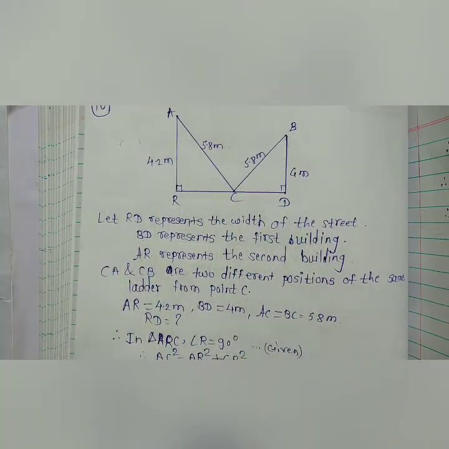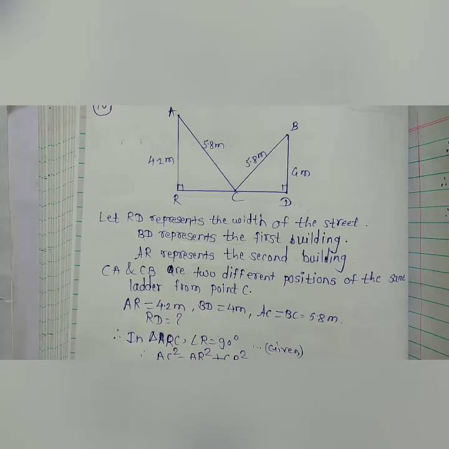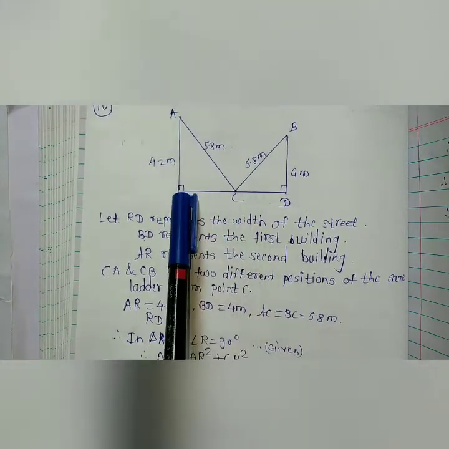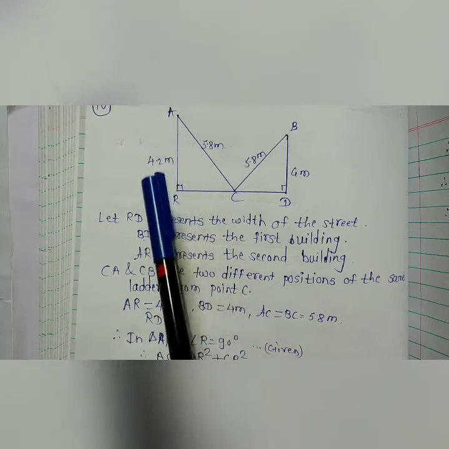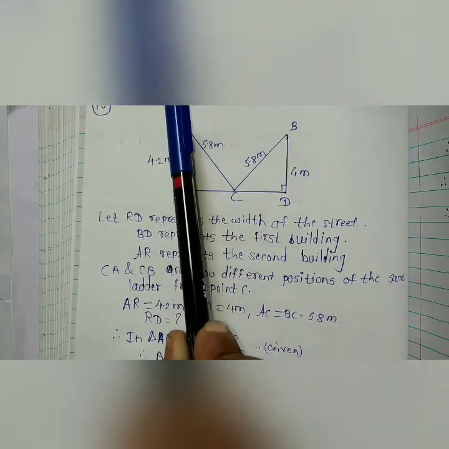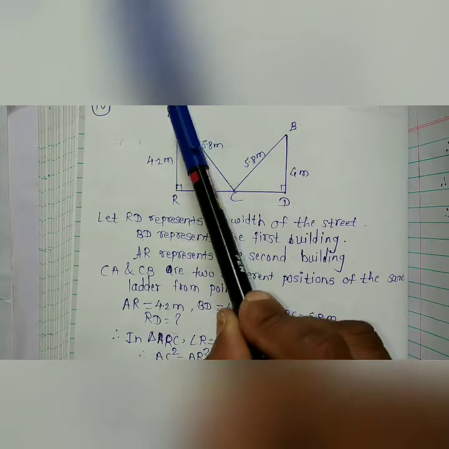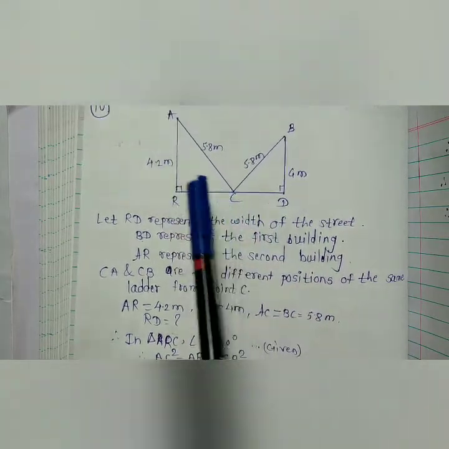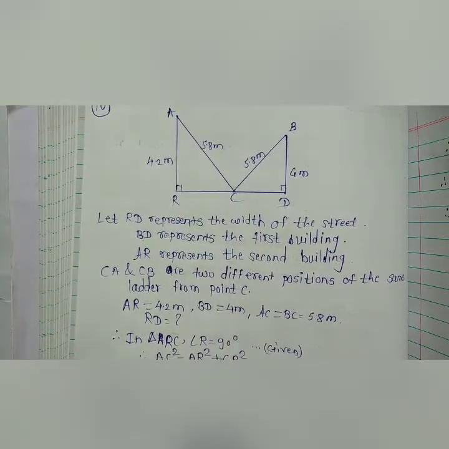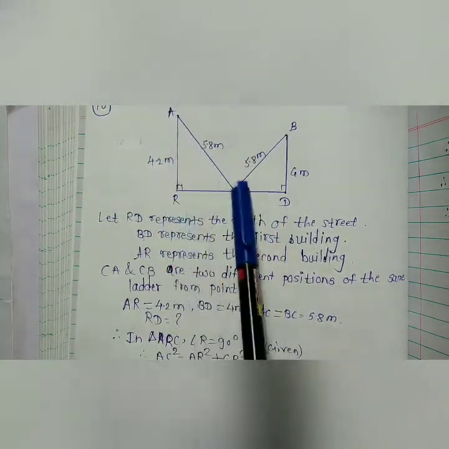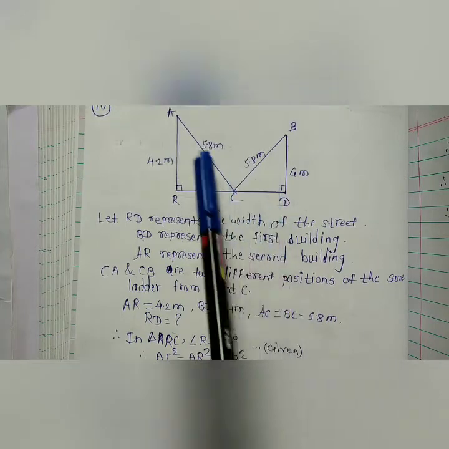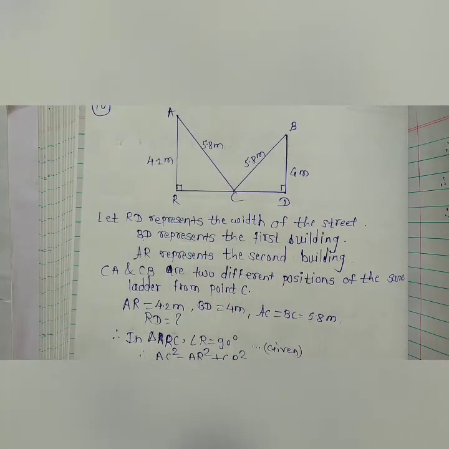This example depends on the application of the Pythagoras theorem. In triangle ARC, the measure of angle R is 90 degrees, and that is given. Therefore applying the Pythagoras theorem to triangle ARC, AC is the hypotenuse and the remaining two sides are AR and RC. We get AC square is equal to AR square plus RC square.